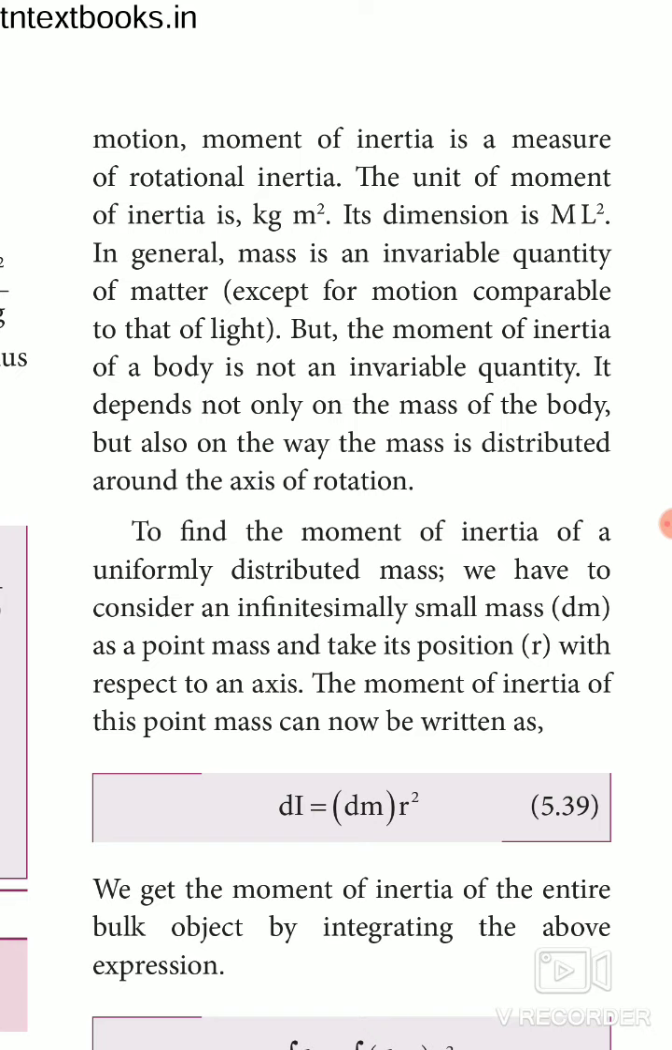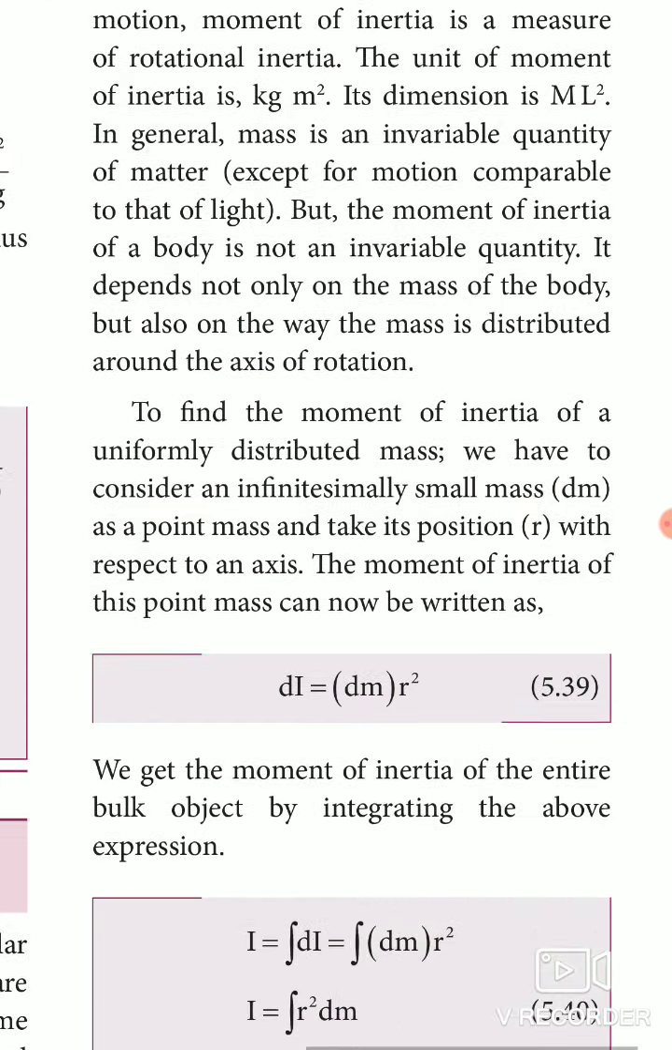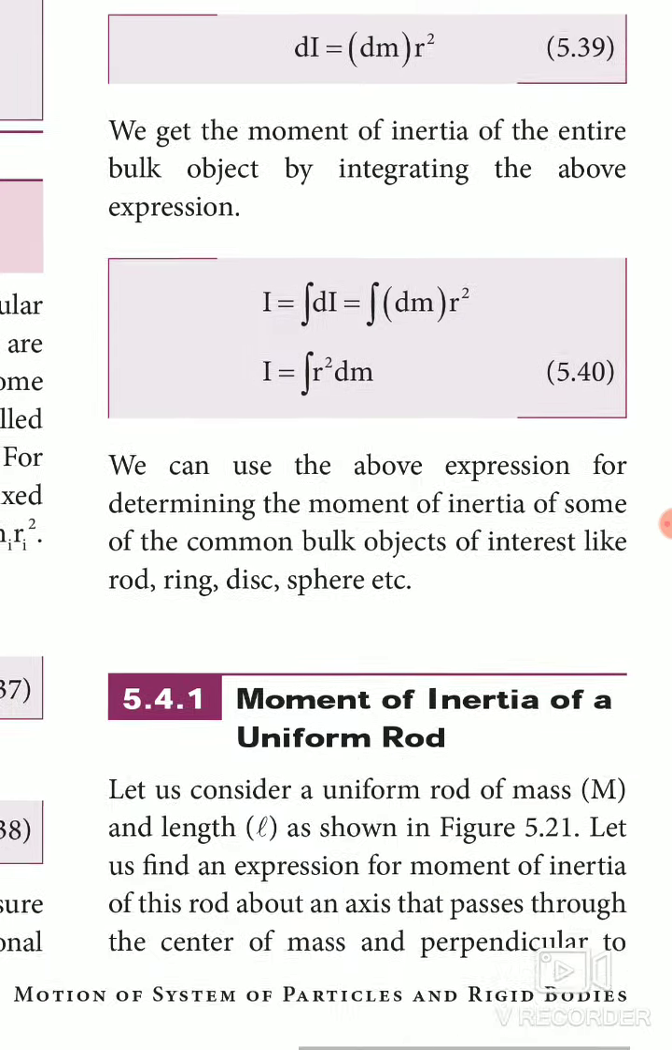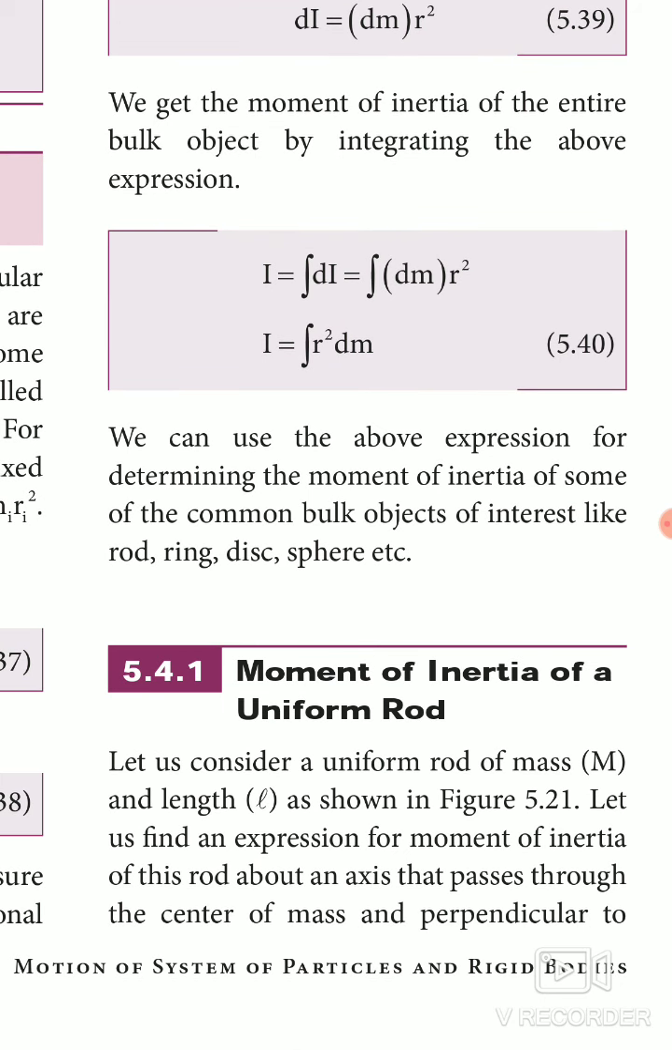We consider an infinitesimally small mass dm as a point mass and take its position as r. So the moment of inertia dI is equal to dm r squared. For the entire body, I is equal to the integral of dI, that is, the integral of dm r squared. These integrations are used for determining the moment of inertia of some common bulk objects of interest like rod, ring, disc, sphere, etc.